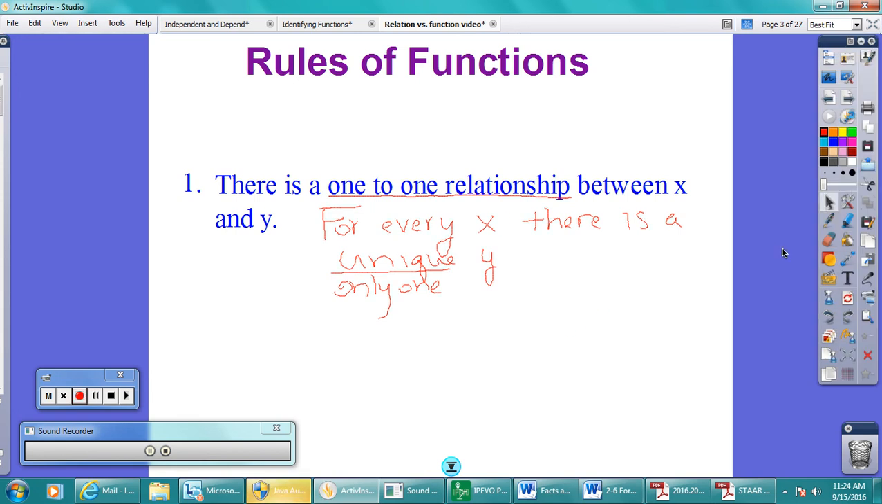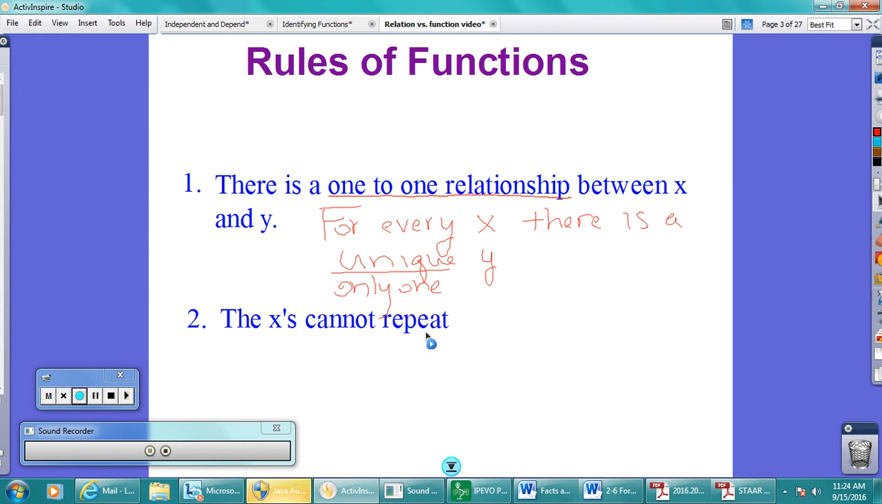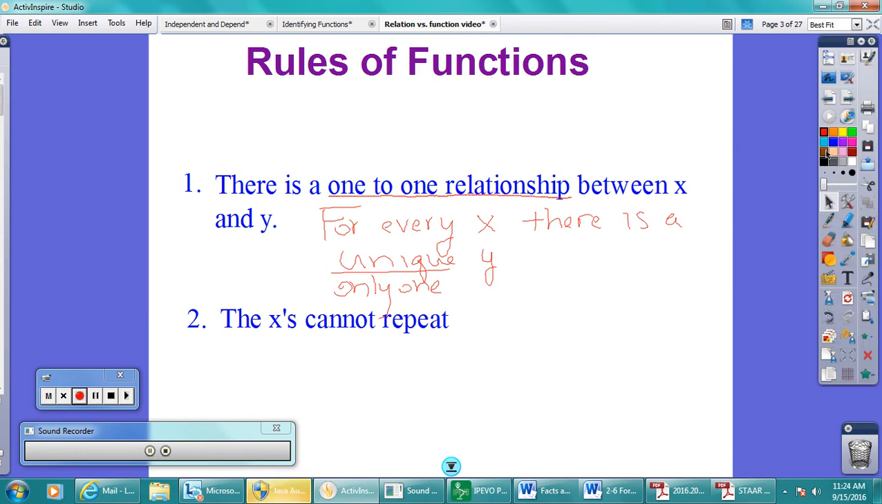Okay? Rule number two. The x's can't repeat. And we'll take a look at some examples, but the x's can't repeat. And you're going to be chanting this, and Miss Applegate and I will probably be singing it to you for those of you that have her. The x's can't repeat. The y's can do whatever they want, but the x's cannot repeat. And you need to make sure you're writing these down. Again, the x's can't repeat. Now let's go to the third and final rule.